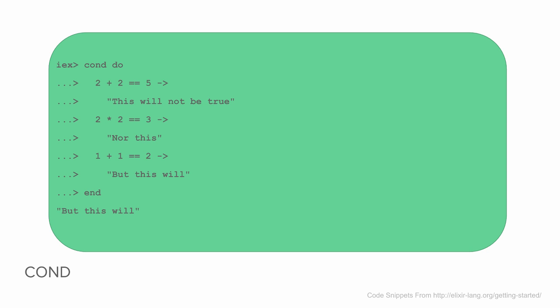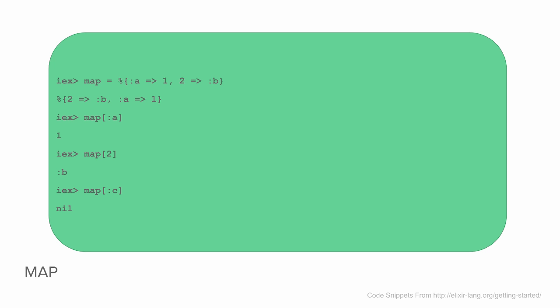Cond is similar to a switch statement from other programming languages. However, it uses pattern matching to decide which segment of code to move to. Maps are data structures that pair keys and values, allowing easy access to the values throughout your code. All of the models for our blog store their data as maps.